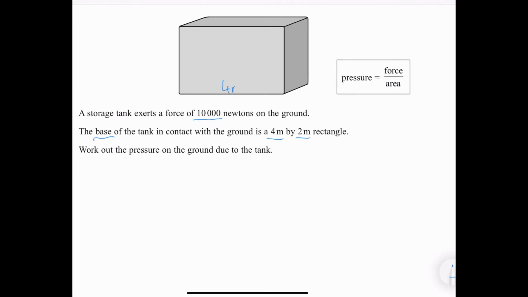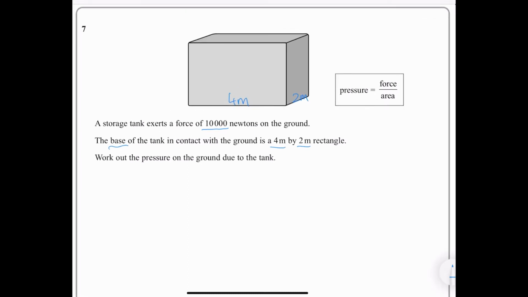I've got 4 meters by 2 meters like that. It gives a bit better idea of what we're looking at. We've got to figure out the pressure on the ground due to the tank. Right, here they're giving us a formula. Pressure is force divided by area.